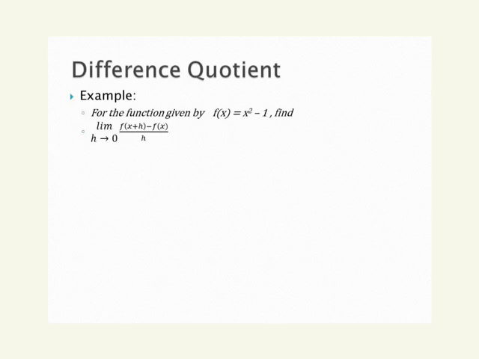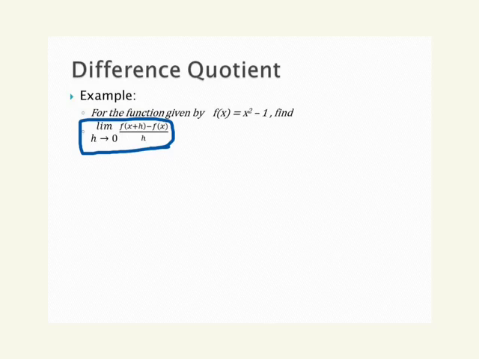So here's our example. We want to take the function defined by f of x equal to x squared minus 1, and we want to find the limit as h approaches 0 of that difference quotient. Again, if we plug 0 into the actual difference quotient, we're going to run into some issues. But let's go through the algebra mechanics here, and I'm going to apologize in advance for my handwriting. I know it's going to get a little sloppy.